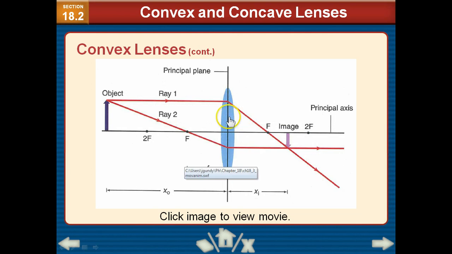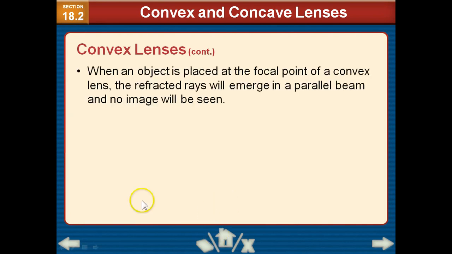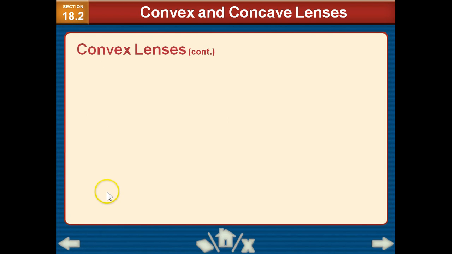So let's take a look at what happens when you're trying to form an image. Now we're not talking about the rays coming in parallel. We're talking about, once again, we're going to focus on two rays. But let's take a quick look at the video.